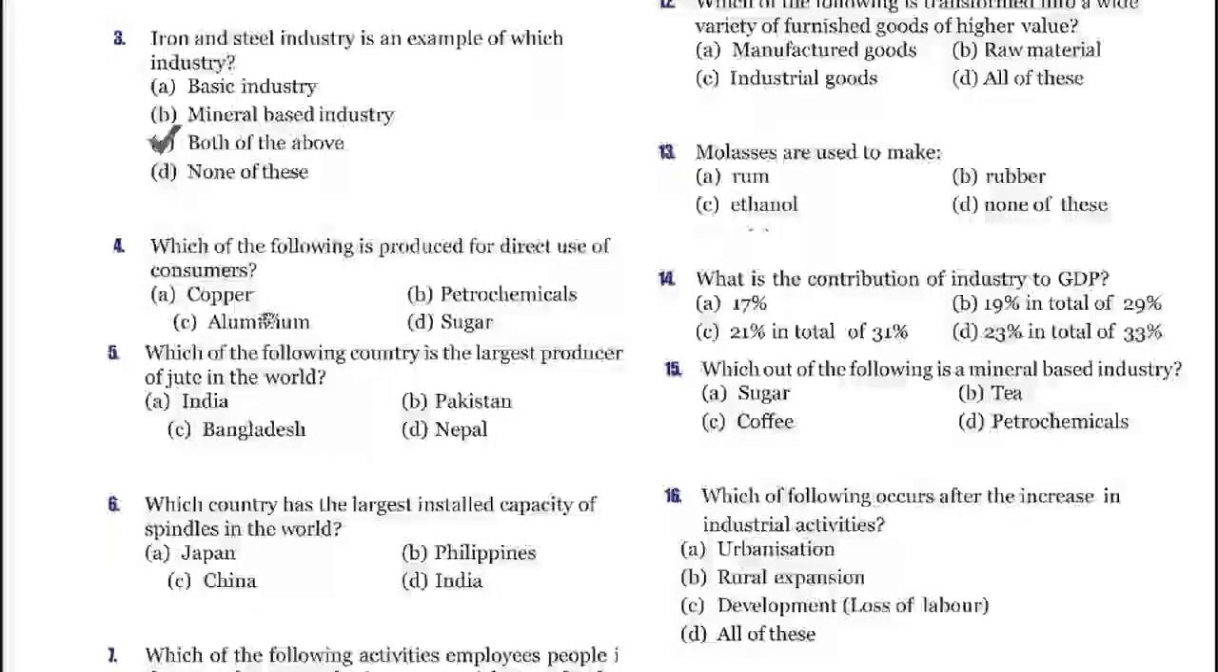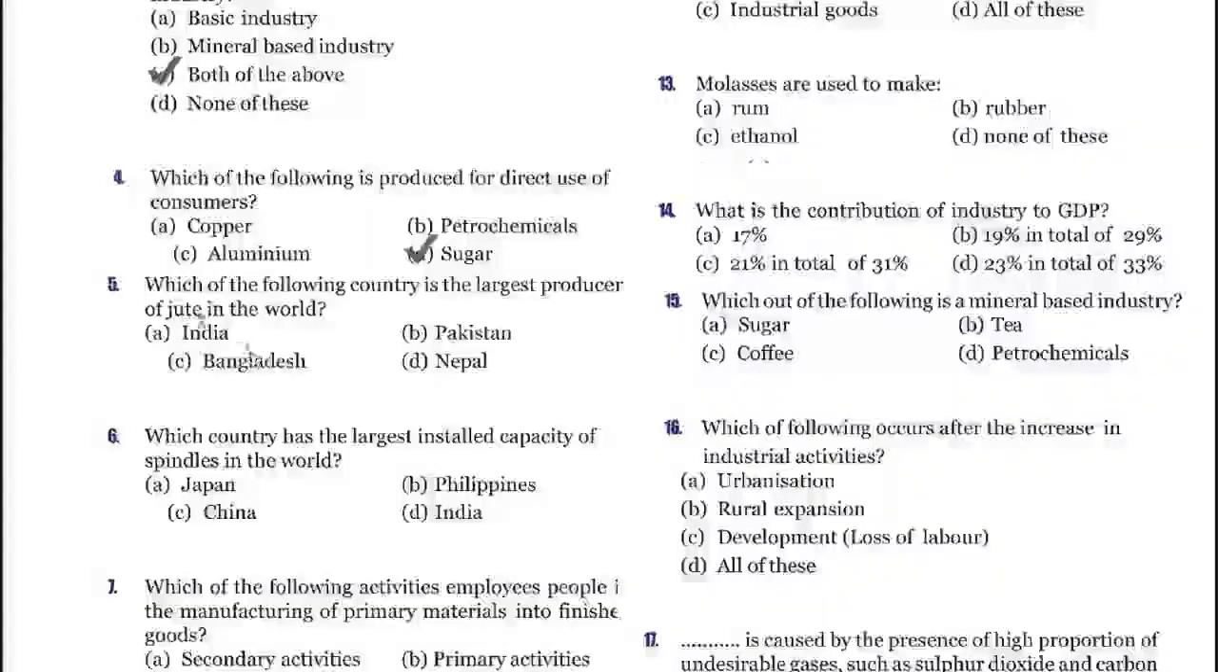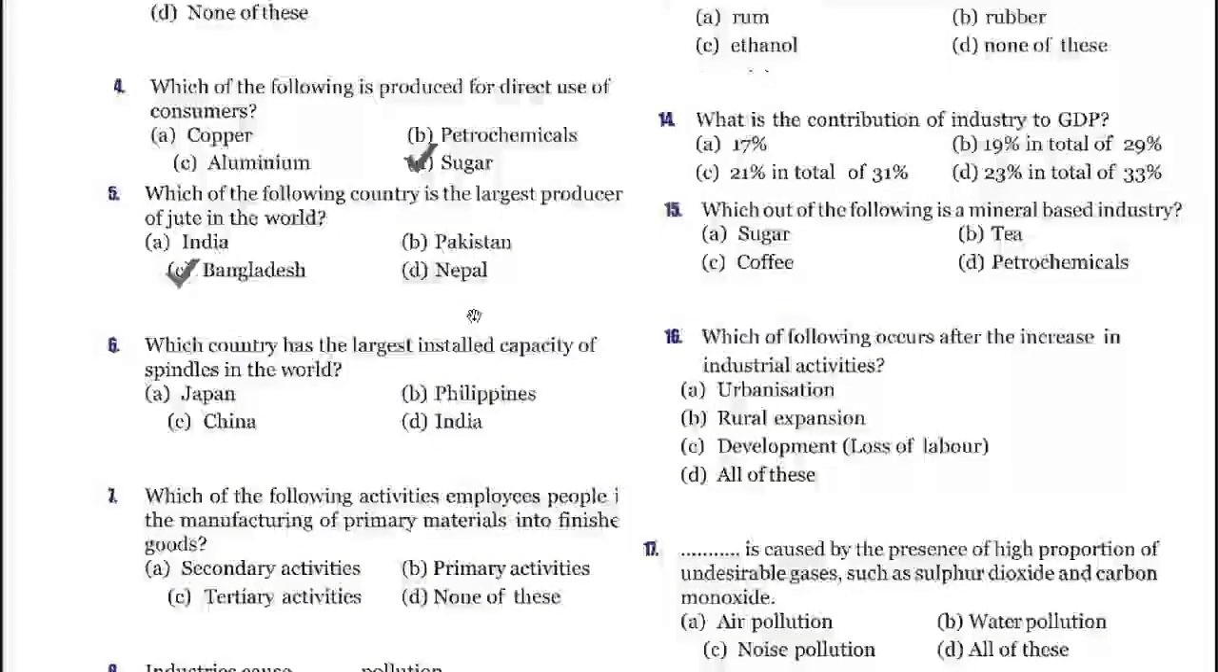Now question 4, which of the following is a product for direct use of consumers? Copper, petrochemicals, aluminium, and sugar, and its answer is sugar. Now question 5, which of the following countries is the largest producer of jute in the world? India, Pakistan, Bangladesh, and Nepal, and its answer is Bangladesh.